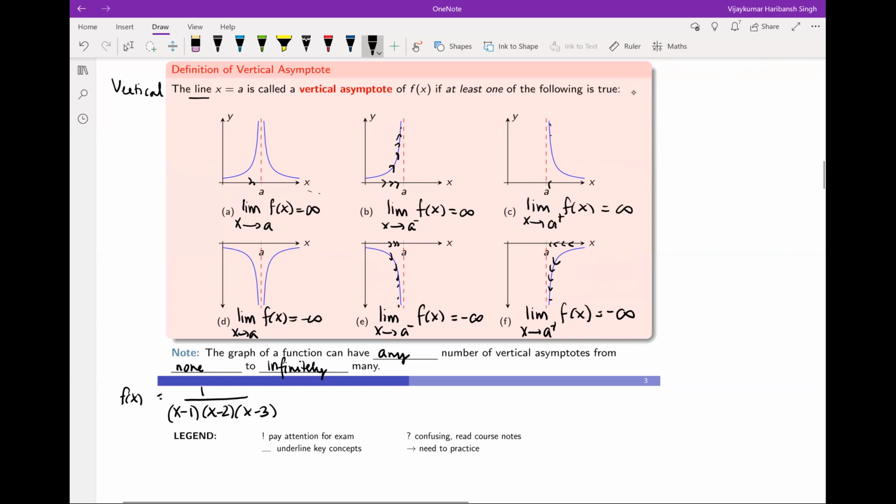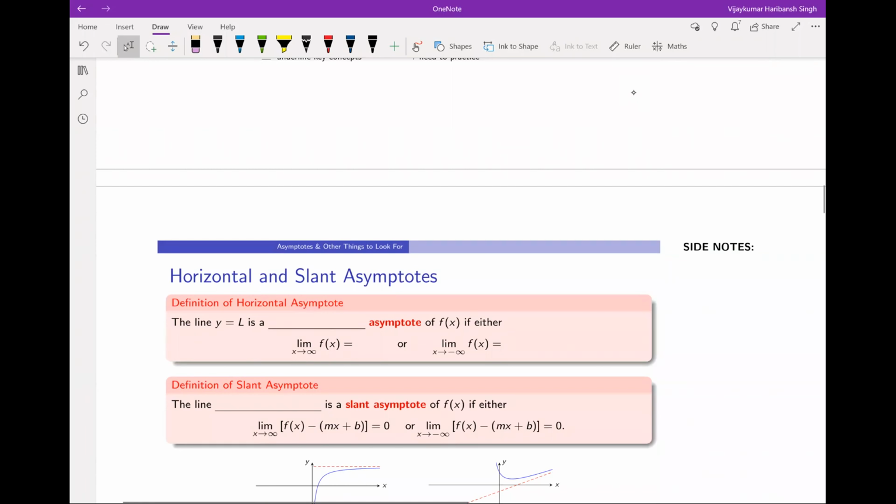Okay. Now again, recall what a horizontal asymptote was. It's a horizontal line. Note that y equals L represents a horizontal line, right? So the horizontal line y equals L is a horizontal asymptote of f of x if either of the following is true. Recall, it can come closer to a horizontal line only when x goes to infinity, your f of x gets closer and closer to this value L, right? So the definition is the line y equals L is the horizontal asymptote for f of x if either the limit as x goes to infinity of f of x is L, or the limit as x goes to minus infinity of f of x is L.